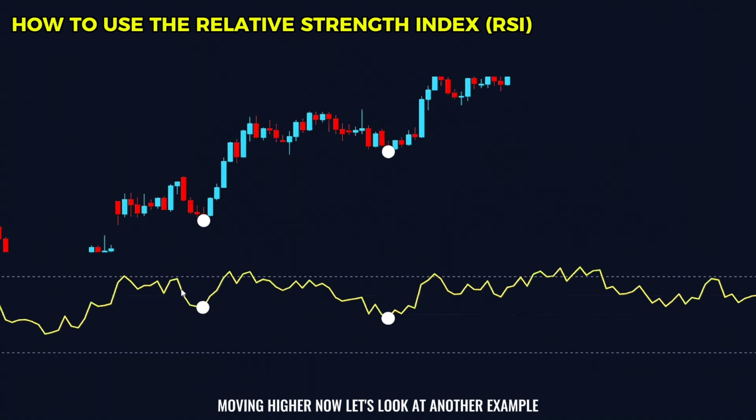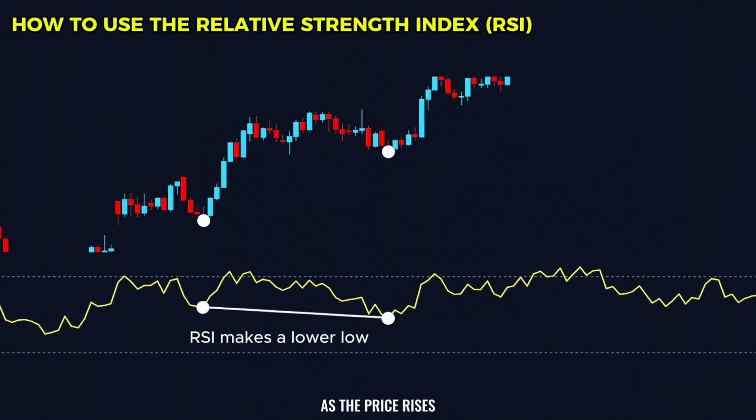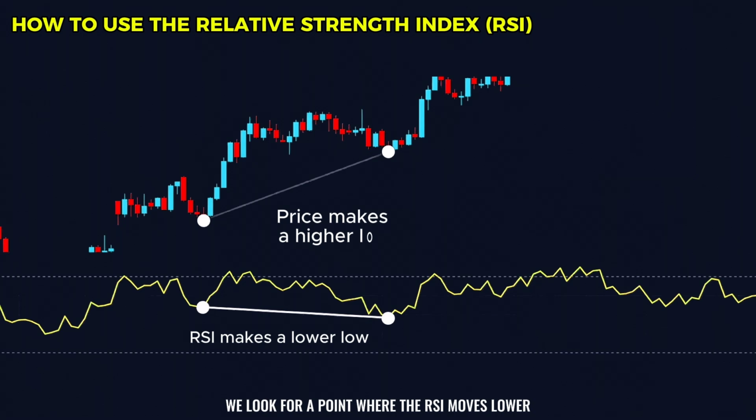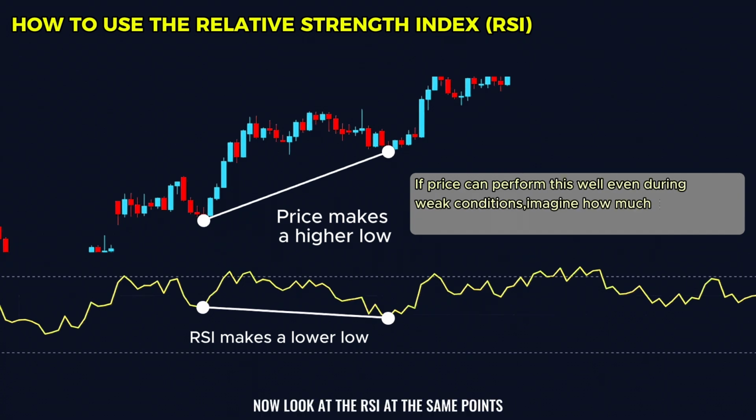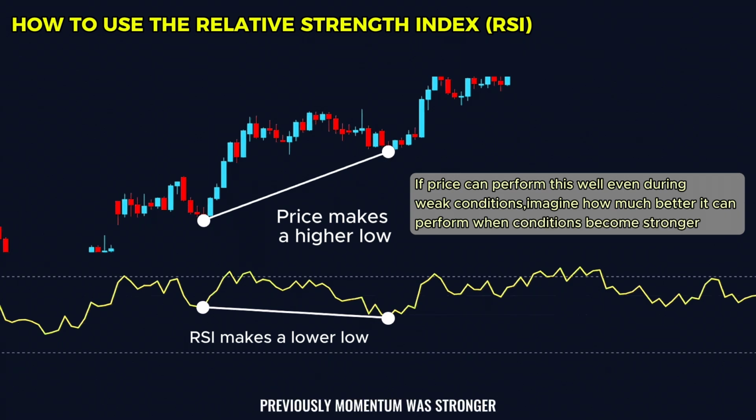Now, let's look at another example. This time, it's the opposite. At first, the price keeps moving higher. As the price rises, we look for a point where the RSI moves lower. Right here, the price makes a high, pulls back, and then creates a higher high. Now look at the RSI at the same points. The RSI is weaker than before. Previously, momentum was stronger. Now it has weakened. The price is moving higher while the RSI is moving lower.